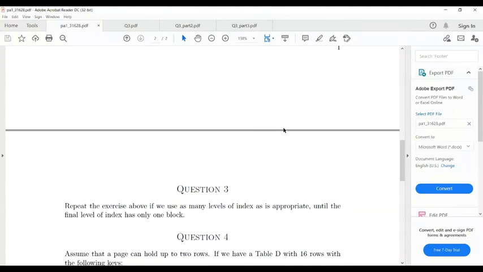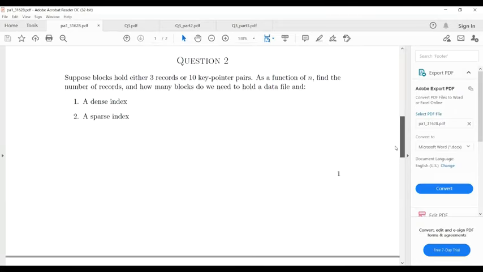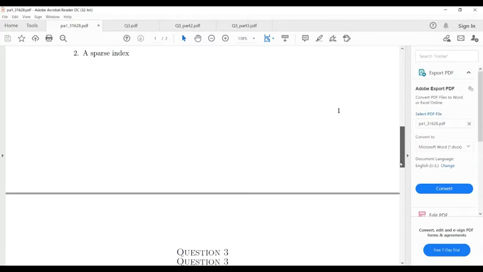Okay, now for question 3. It says: repeat the exercise above if we use as many levels of index as is appropriate until the final level of index has only one block. So we need to calculate how many blocks or pages we need to hold those levels of indices. Now, question 2 consists first of a dense index, second of a sparse index. So we are going to solve for the first part, the dense index.